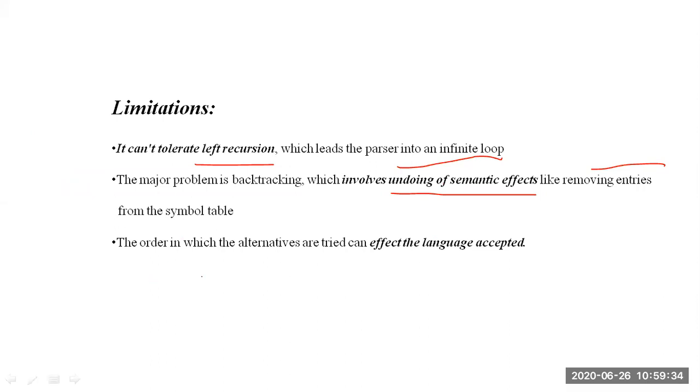Next one is that the order in which alternatives are tried can affect the language accepted.